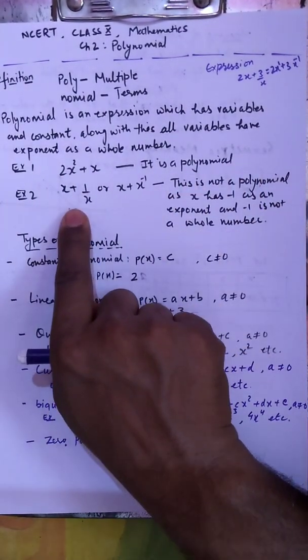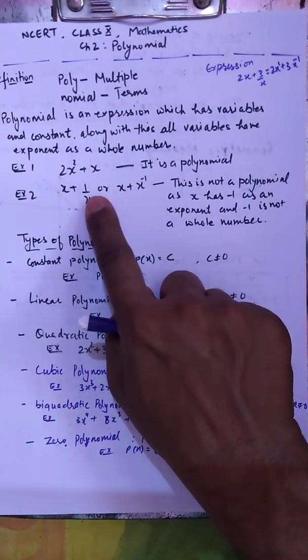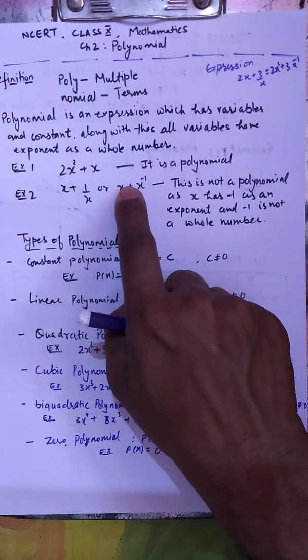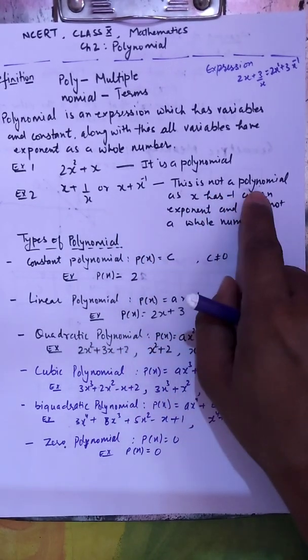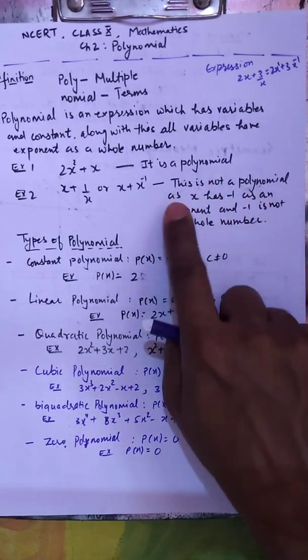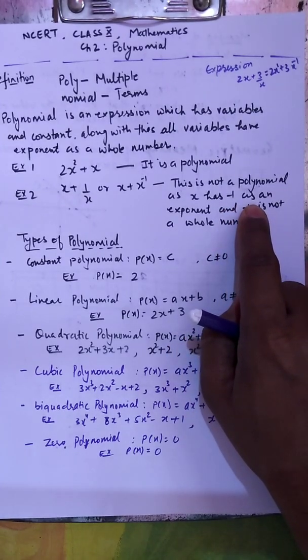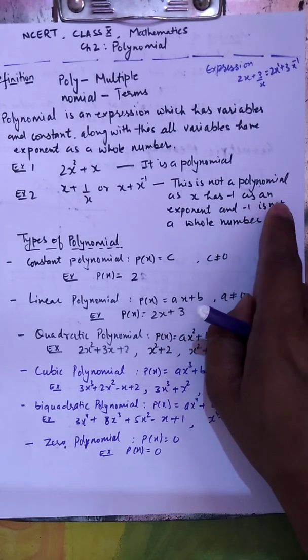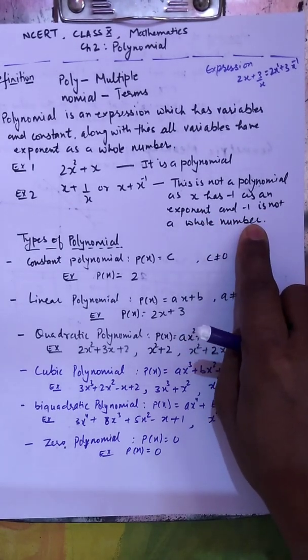Now take this example, x plus 1 upon x, or x plus x to the power minus 1. You can write this this way also. Here x is to the power 1. If nothing is written, then 1. Here x is to the power minus 1. This is not a polynomial as x has minus 1 as an exponent, and minus 1 is not a whole number.